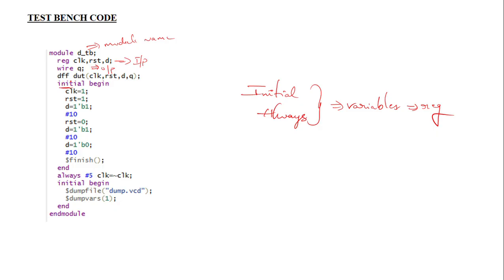So after that we have to instantiate the module. So we have to instantiate, means we have to connect the design code with the test bench code. So how we are going to connect means by using this line, we have to write the design code module line. So this is our design code module name.